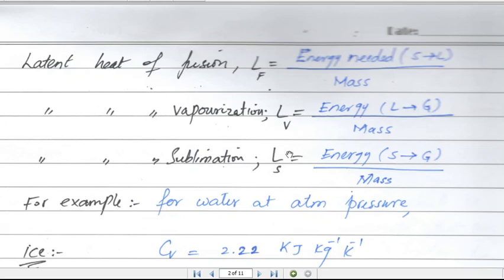In case of the ice, it is known as the latent heat of fusion. So it is the energy required to convert a solid into a liquid per unit mass. Whereas in case of the liquid, it is known as the latent heat of vaporization, which is the energy required to convert the liquid into gas per unit mass. And also there is another, the latent heat of sublimation, and it is associated with the transition when the system goes directly from solid to the gaseous phase.